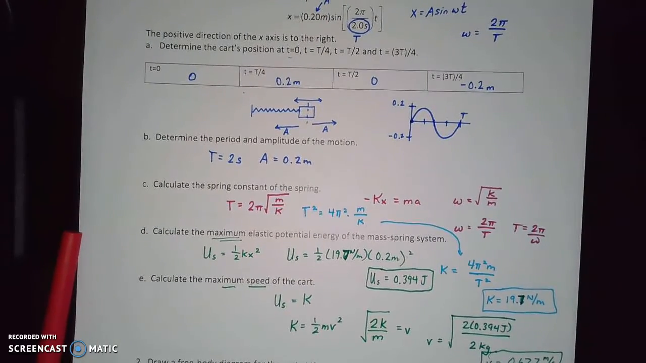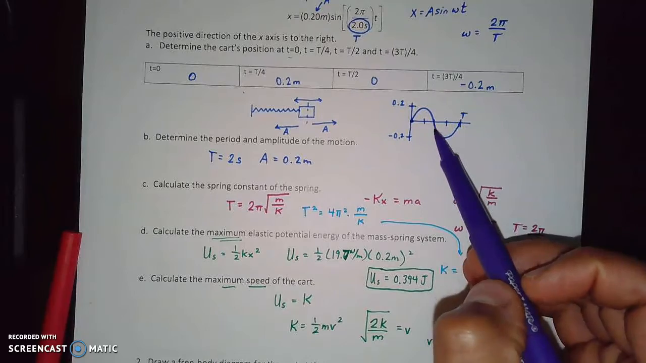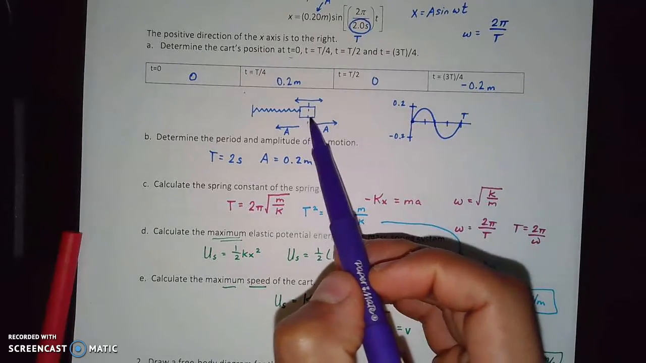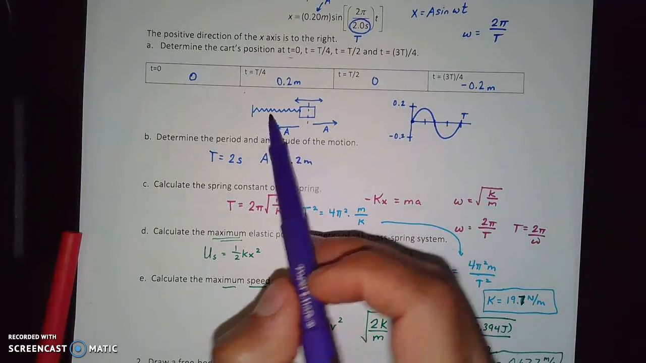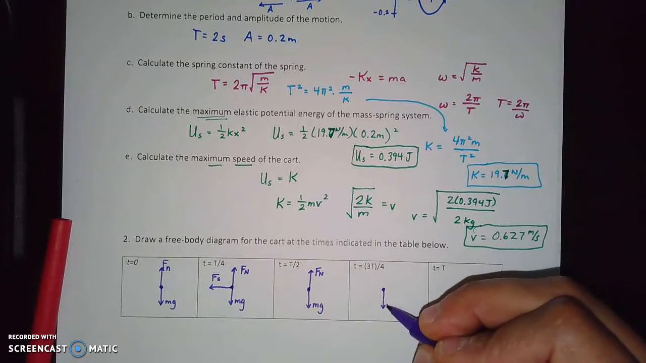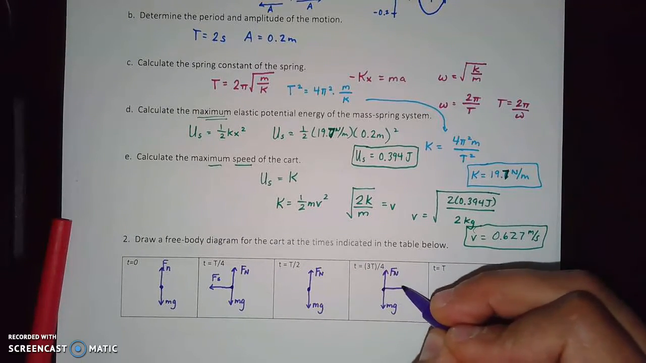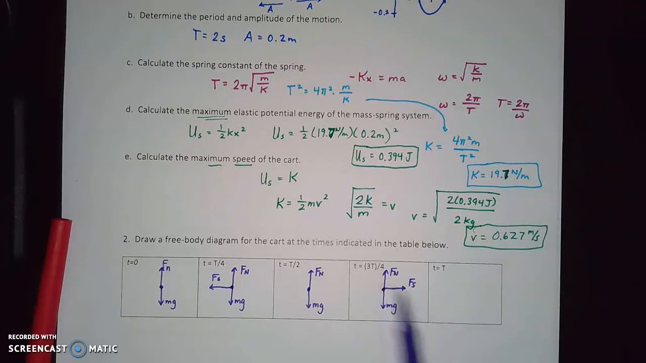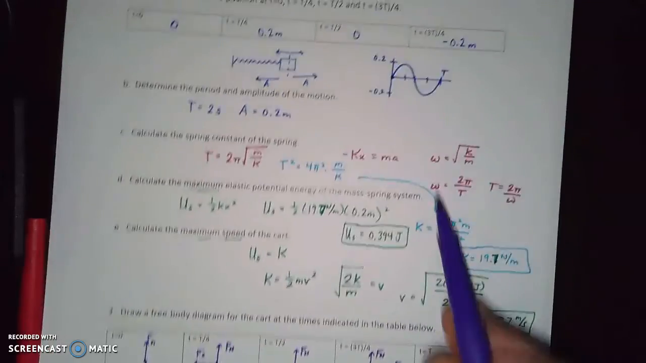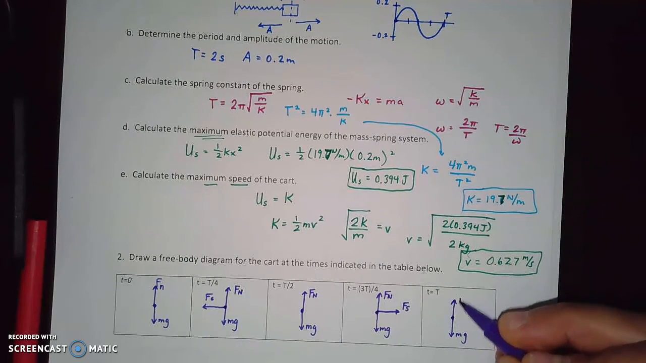When I hit 3T over 4, I'm here. I'm at my maximum amplitude inside, which means my spring is going to be pushing outward. So I get a force diagram that looks like this. And then finally, after one complete period, I'm back at equilibrium. So my free body diagram looks like this.